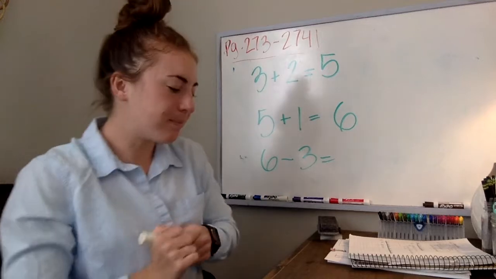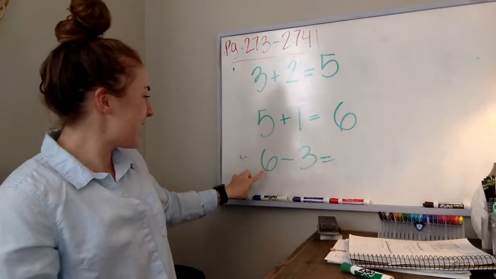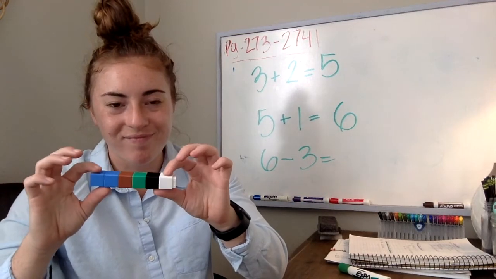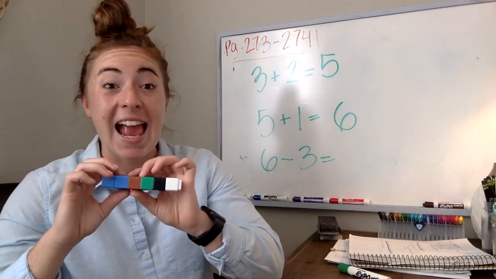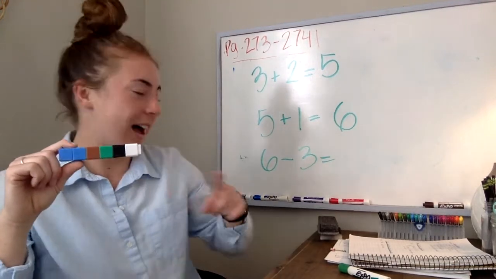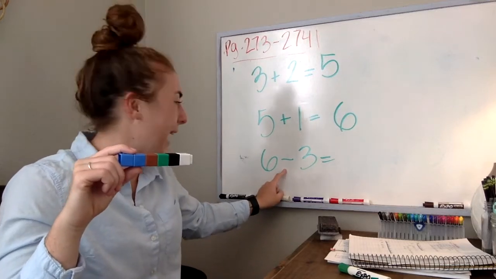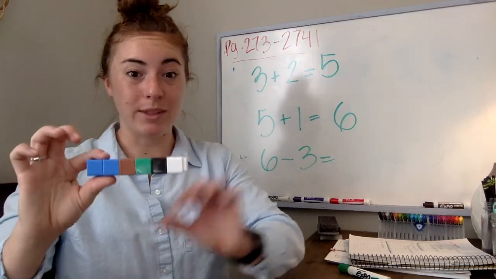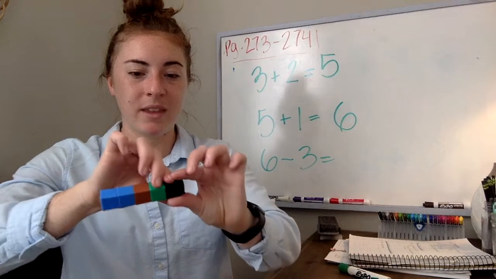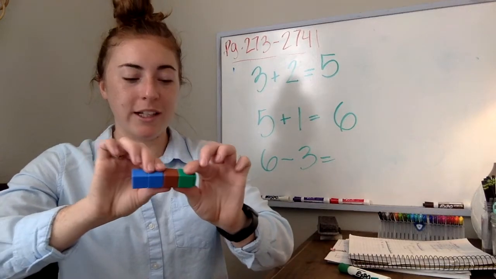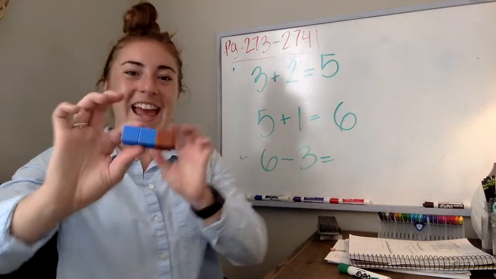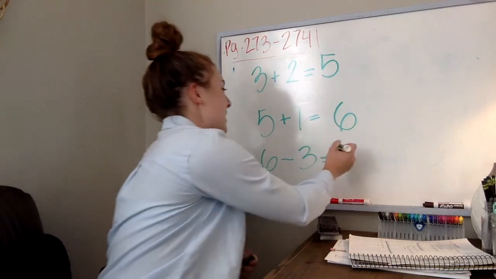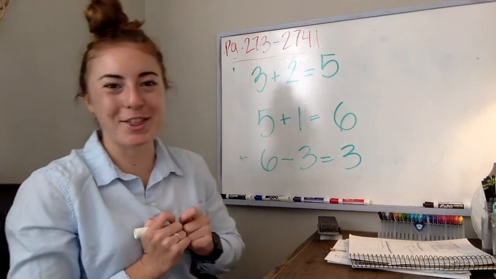All right, let's do the last one. Let's read the number sentence. 6 minus 3 equals. How many cubes do I have to start with? 6. You're right. And this time, I'm not adding cubes, I'm taking away. I'm taking away how many cubes? 3. So let's take away 3 cubes. Ready? 1, 2, 3. There we go. So how many cubes do I have now? 1, 2, 3. 6 minus 3 equals 3.